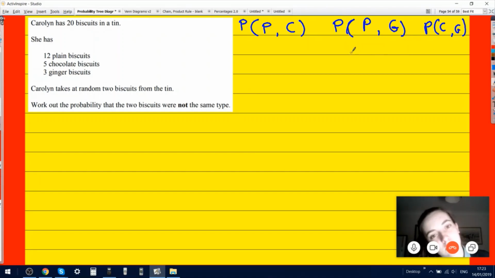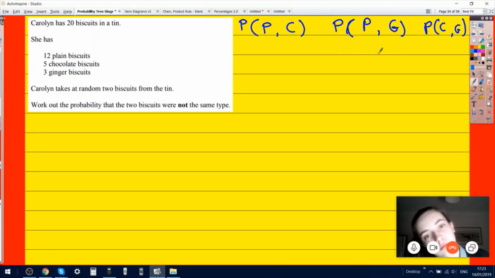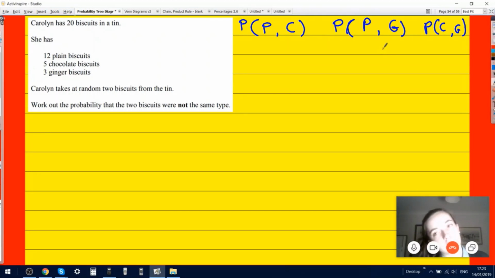So there's actually a trick to this one. The way before, when we had the one earlier with red and green marbles, you did 15 over 56 plus 15 over 56, because it could be either red and green or green and red. So this one could be either plain and chocolate, or chocolate and plain. Chocolate and ginger as well. So all of them will be replicated.